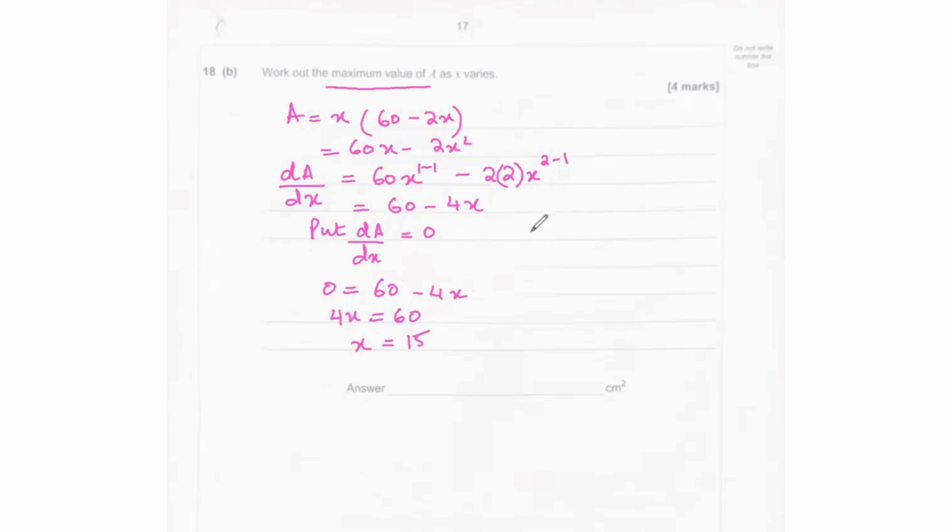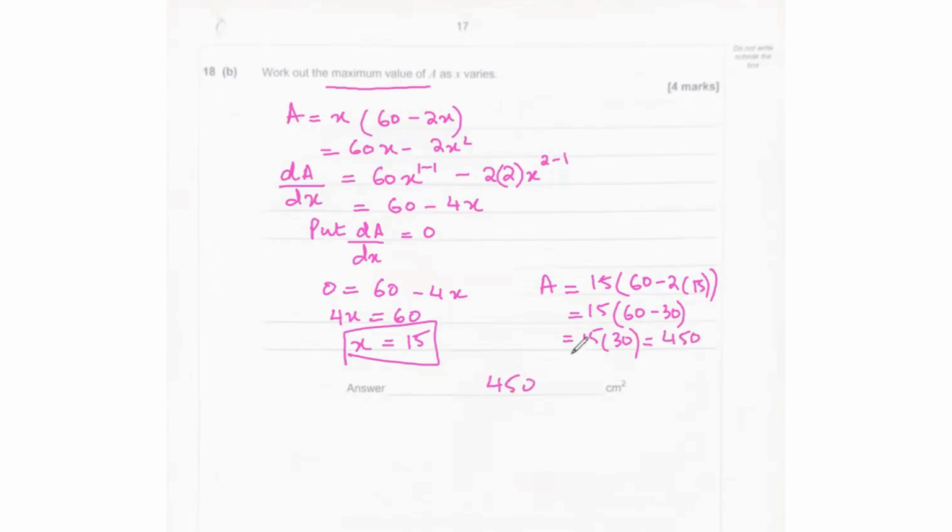Then for the maximum value, you put this value of x back into the area equation, and that gives you the maximum value of the area, because this is just the value of x, not the area. So 15 times 60 minus 2 times 15. 15 times 60 minus 30. 15 times 30, and that equals 450. 450 is the maximum value of the area as x varies.